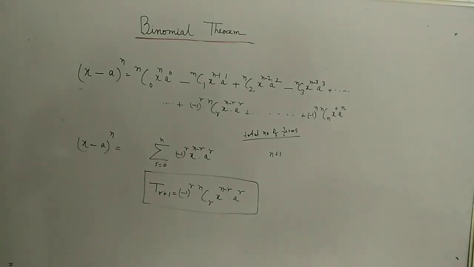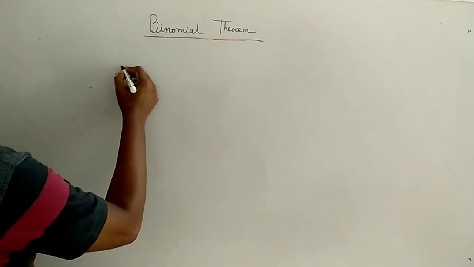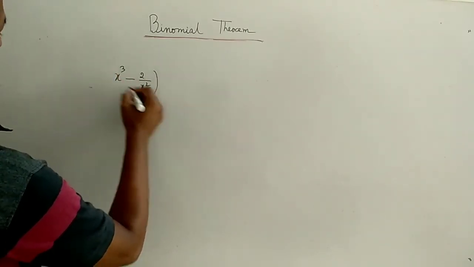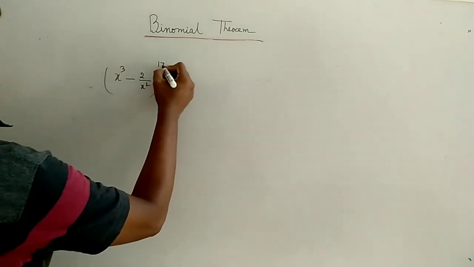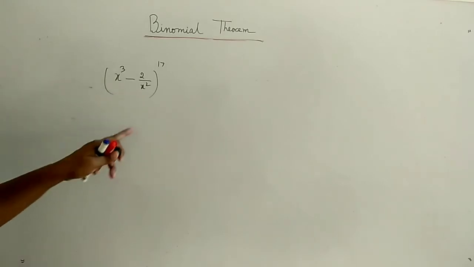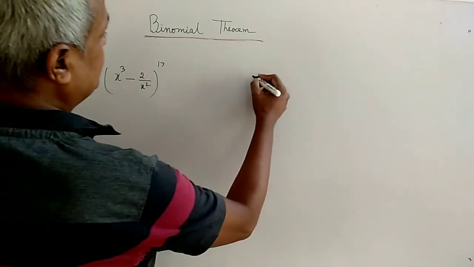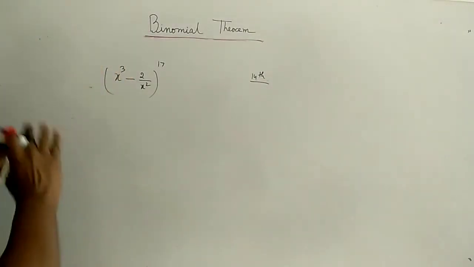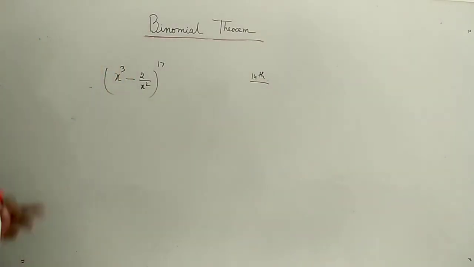So let me clean my screen, and then again I'll explain the whole idea with the help of a suitable example. Suppose you have a term like x cube minus 2 upon x square, to the power 17. If you want to find directly the 14th term or any particular term without expanding it, then how do you do that?